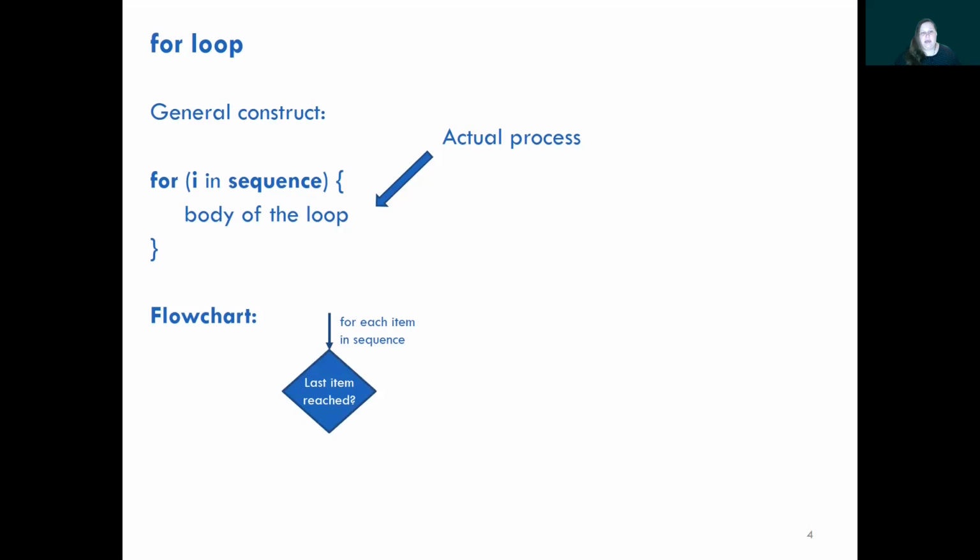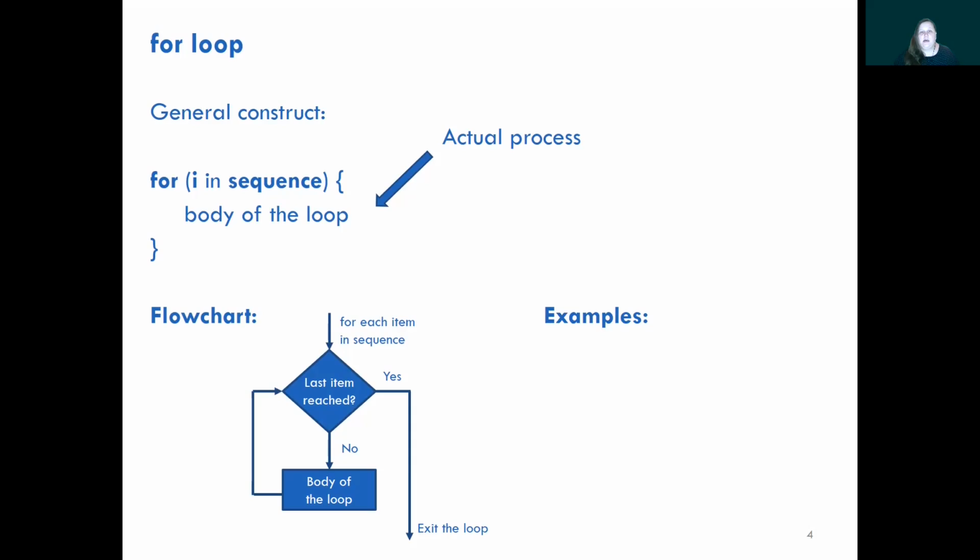The loop is first checking if the last item is already reached. If the answer is no, then the body of the loop is executed and your process is running. And then the entire loop is repeated again. So it goes back to the part where it's checking again if the last item is reached. And if the answer is again no, it's executing the body of the loop and just repeating this whole process again and again. If the answer is yes, so once the last item has been reached, you're exiting the loop.